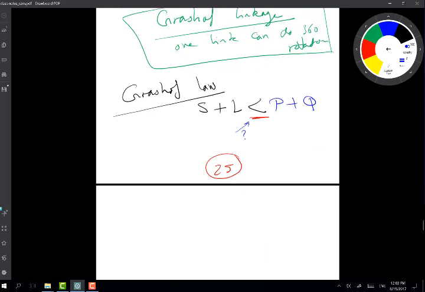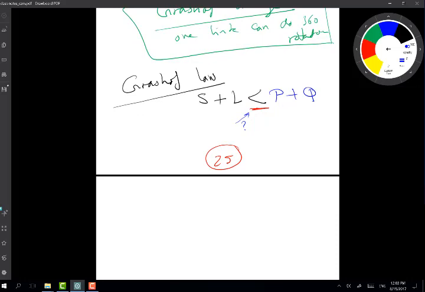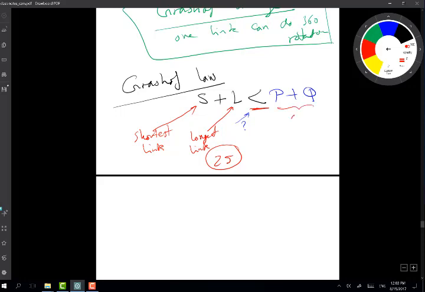So what's L and S then? S means the shortest link, which can be any one of the links, and L is the longest link. And then P and Q are the other two links, the ones that fall in between S and L, right?